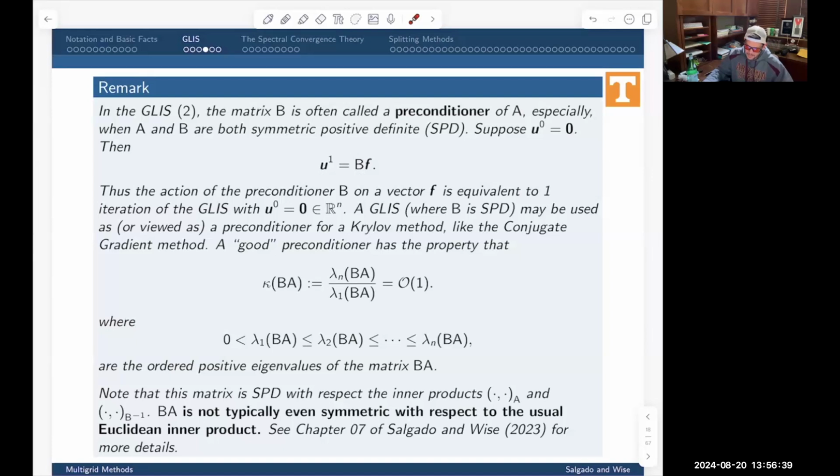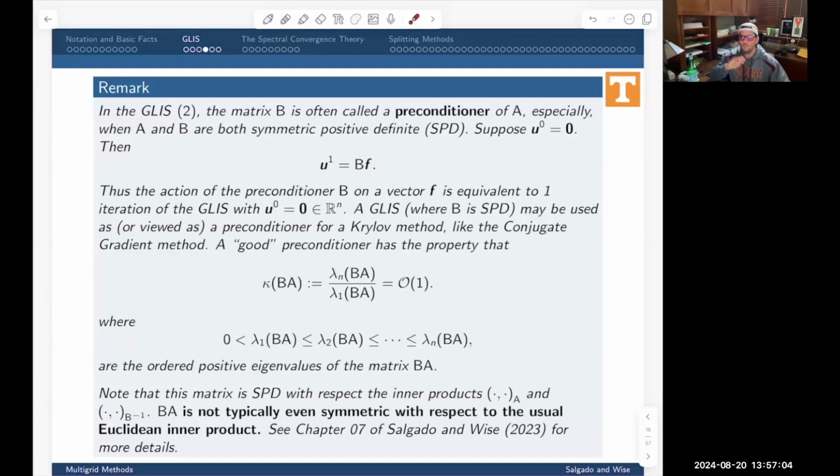And that says something kind of interesting that we're going to use later on. It says that if I apply the preconditioner to f, it's like taking one step of the general linear iterative scheme with u naught equal to 0. Okay, that probably means nothing to you now, but it's something that I'm going to bring up again later.